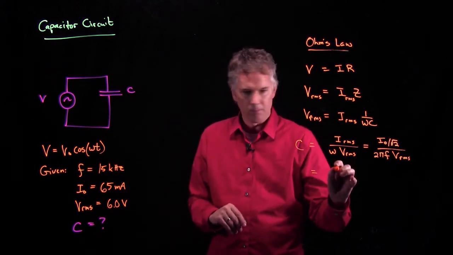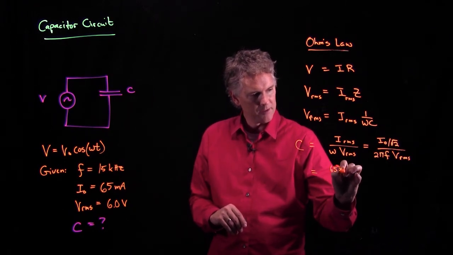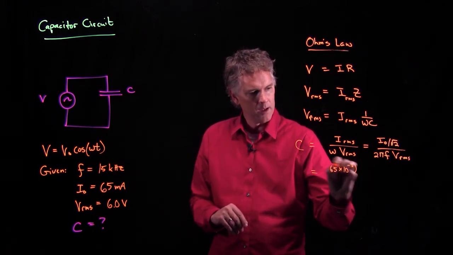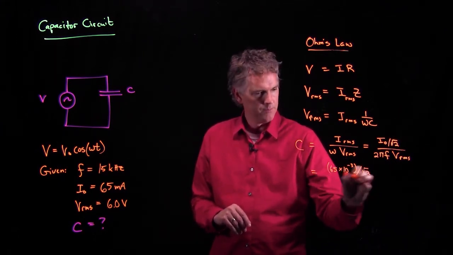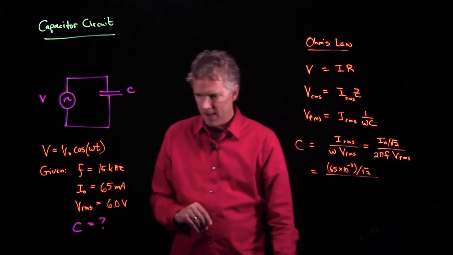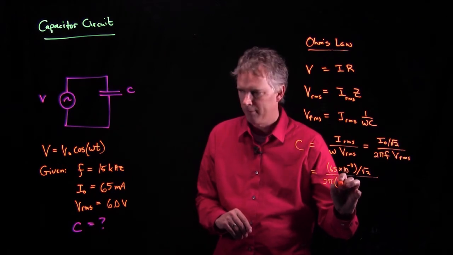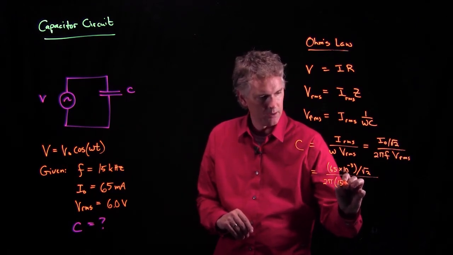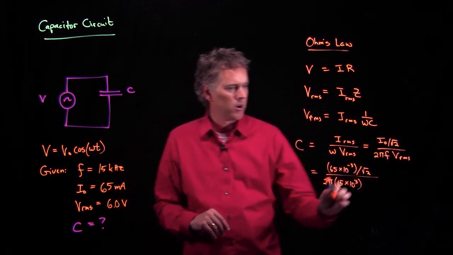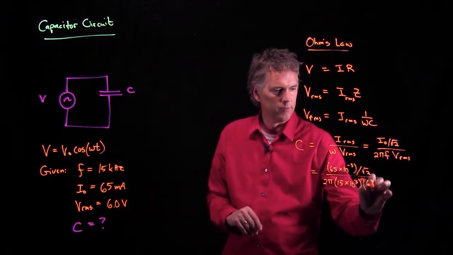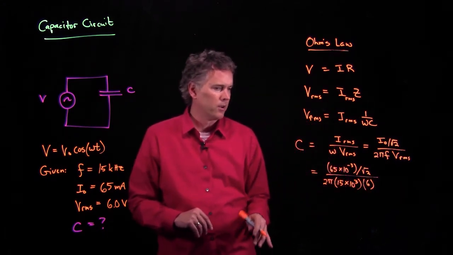All right, so let's plug this stuff in. We've got I naught, which is 65 times 10 to the minus 3 amps. We're going to divide that by root 2. And then all of that is over 2 pi times F. F we said was 15 kilohertz, so 15 times 10 to the 3. And then we have V RMS, which is just 6 volts. So now everything is in SI units. Should work out just fine.